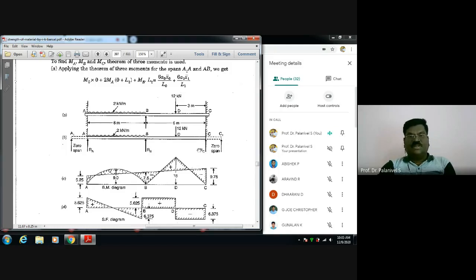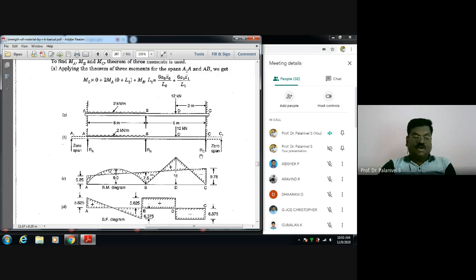Now take span BC and CC1, with zero span here. Apply the theorem of three moments and you will get an equation. Name it as 3. Now you have three equations containing the unknowns: moment at A, moment at B, moment at C. We have three unknowns and three equations obtained by applying the theorem of three moments.